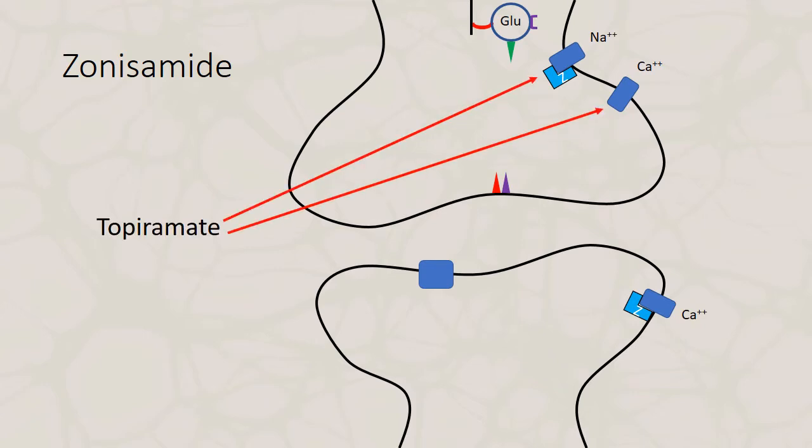And then topiramate, which is very similar to zonisamide, has a very similar mechanism of action, but it binds to the L-type calcium channels. Actually, I misspoke. For zonisamide, it's the T calcium channels. L-type for topiramate, and Keppra is the N-type. So if I misspoke earlier for Keppra, that's the correction on it.